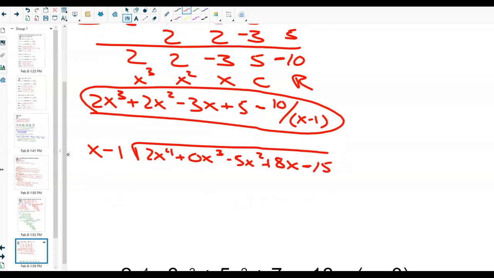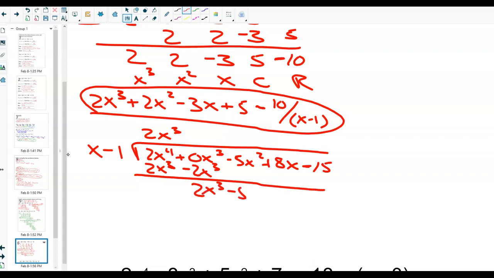What times x gives you 2x to the 4th? 2x cubed. Minus 2x cubed. 0 minus a negative 2 is a positive 2. What times x gives you 2x cubed? 2x squared. It's a negative 2x squared here. Negative 5 minus a negative 2. Negative 3x squared plus 8x.